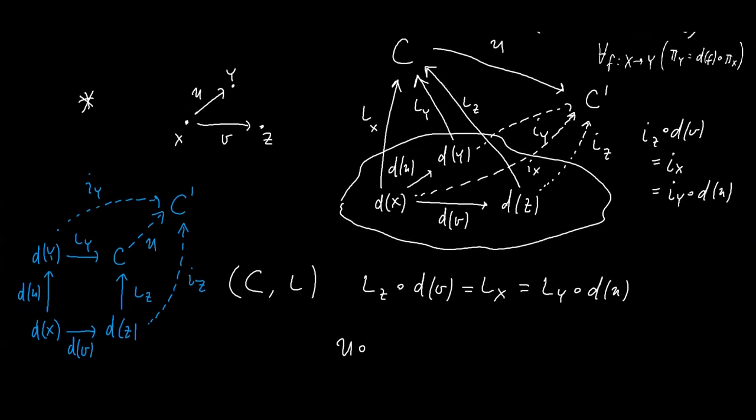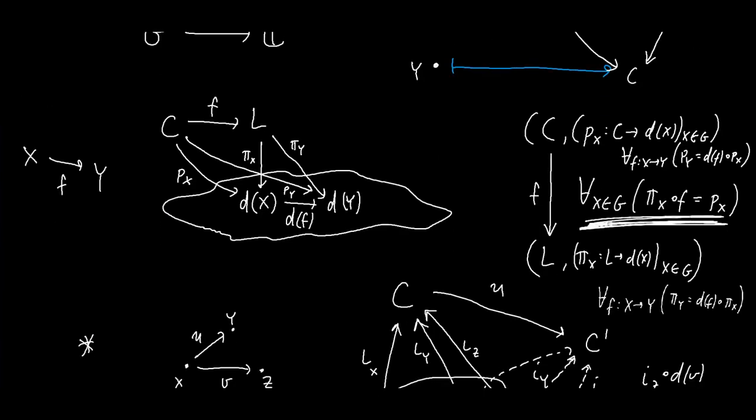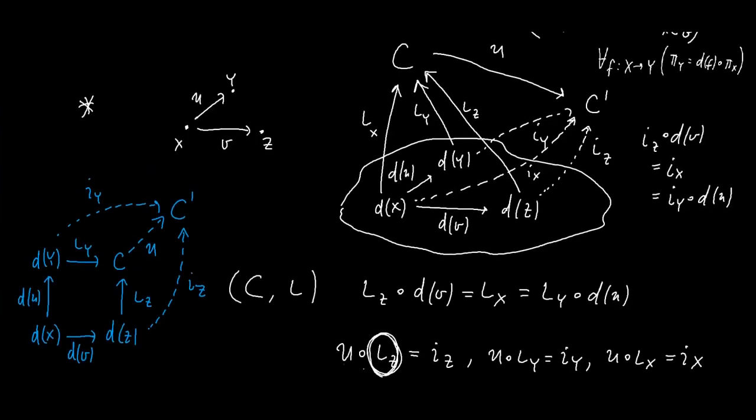So let's write all this out. It's a unique U such that U composed with iota Z equals IZ. At the same time, U composed with iota Y must equal IY. And at the same time, U composed with iota X must equal IX. So this is just the requirement that the morphism, when I compose with the projection of the other cone, needs to equal the projection of the first cone. And here we're dealing with co-cones, and so the co-cone injection composed with a morphism must equal the other co-cone injection, and so on.